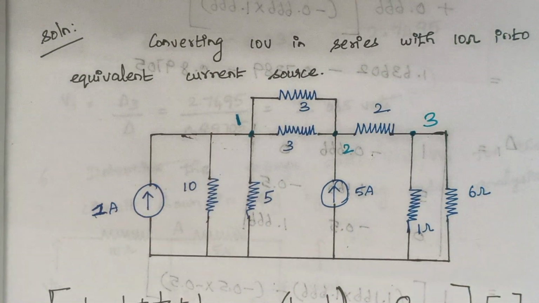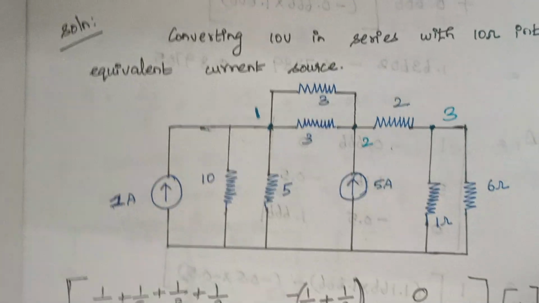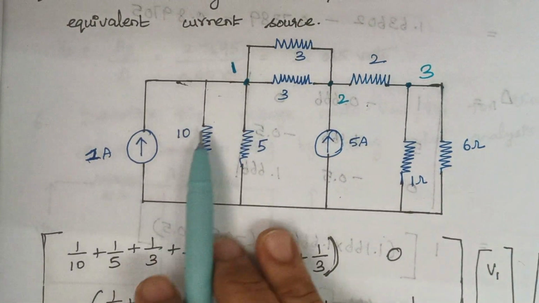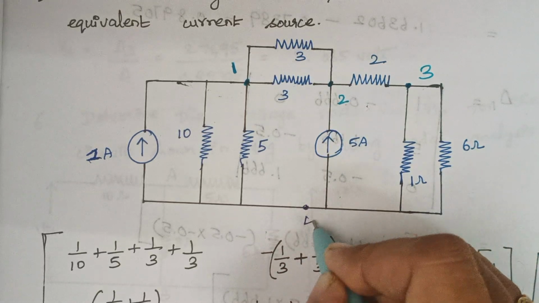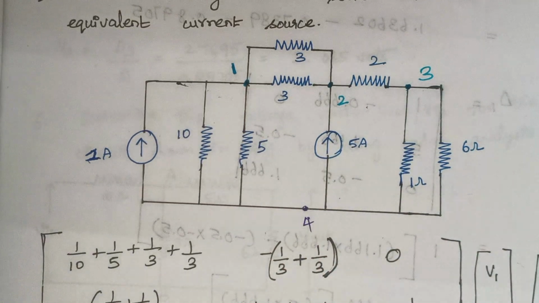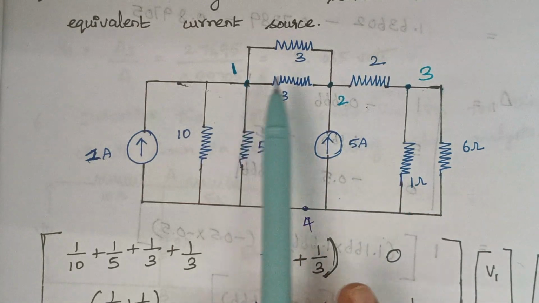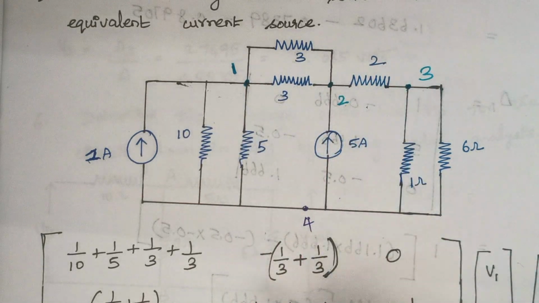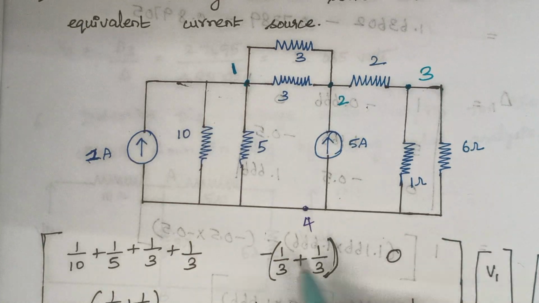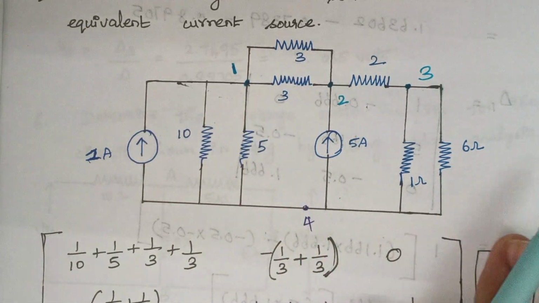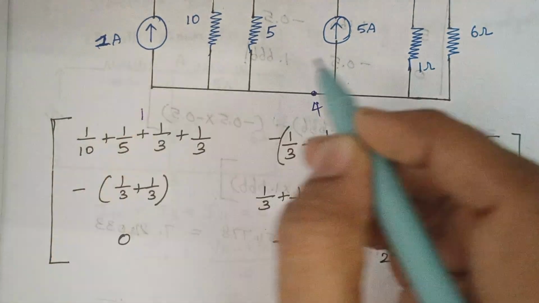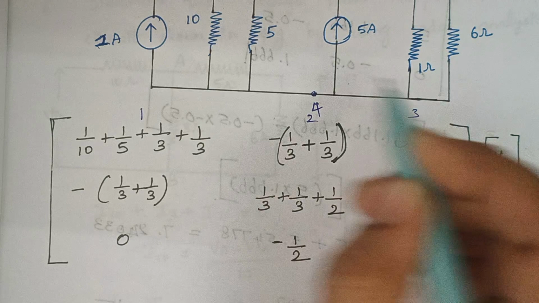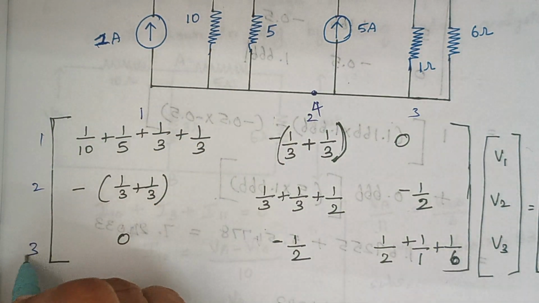Now the next step is we have to frame the matrix. So since we are having three nodes, and here let there be node number 4, which is a reference node, right? So for framing the matrices, we have to consider only these three nodes. So we have to frame a 3 by 3 matrix. So just look at node 1. As usual, I hope you people are familiar with framing this kind of matrices. So 1, 2, 3 and here also 1, 2, 3.